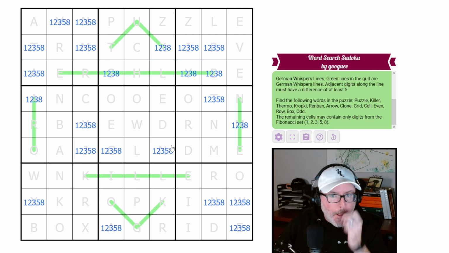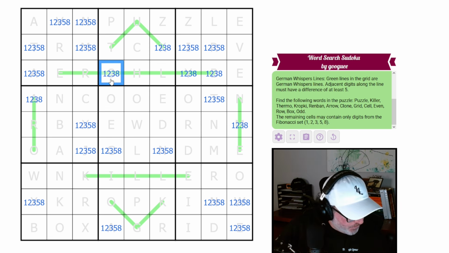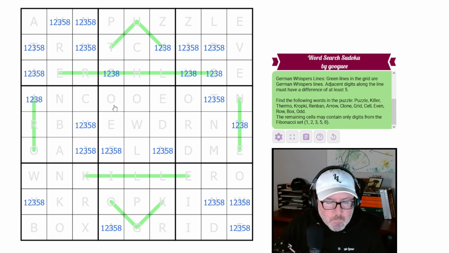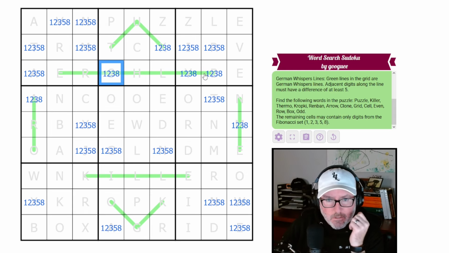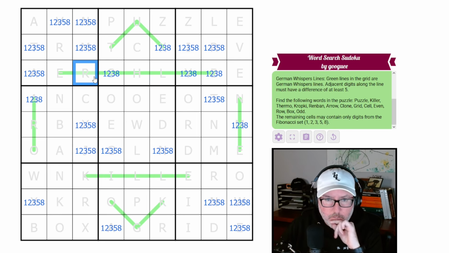But where do we go from there? Let's start thinking about it. Is there any way we can start to get ourselves onto the Renbans? Trying to start to look at things like the 3 will probably be the most powerful on the Renban, because we have to flank it with an 8 and a 9.